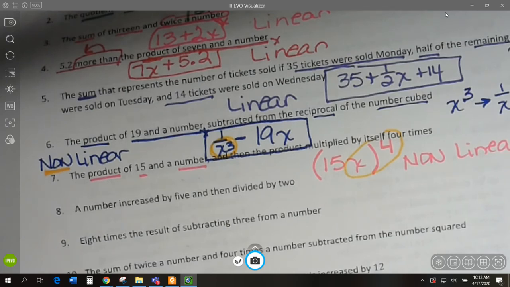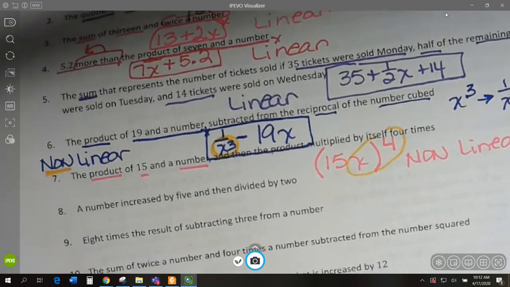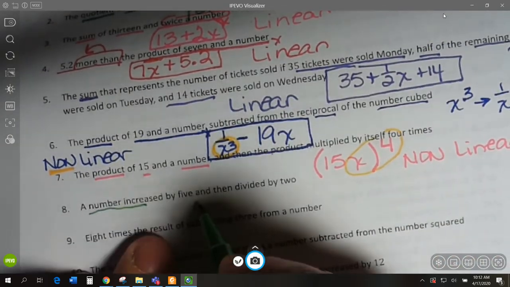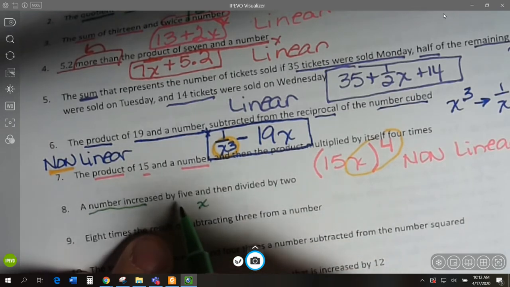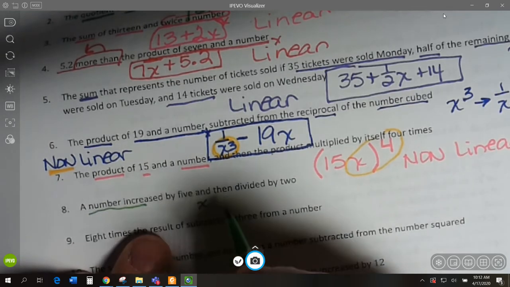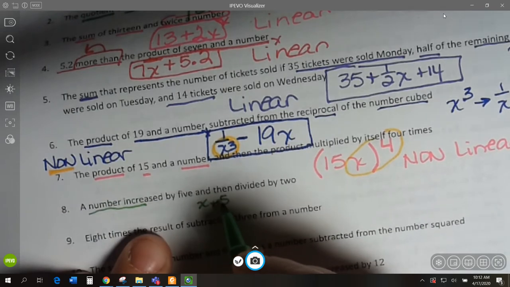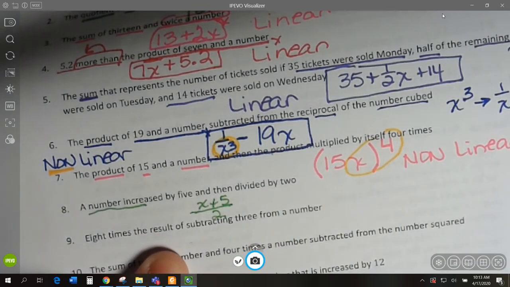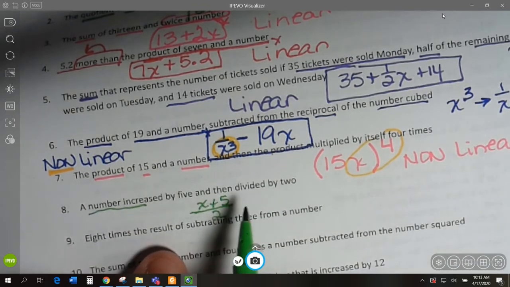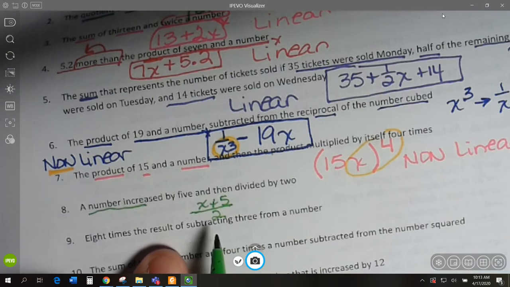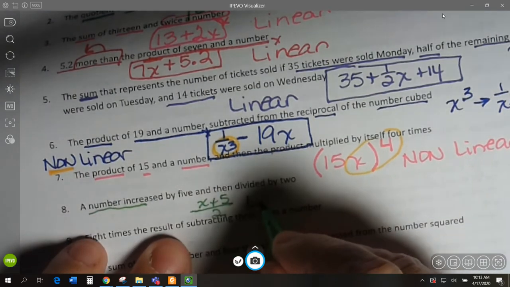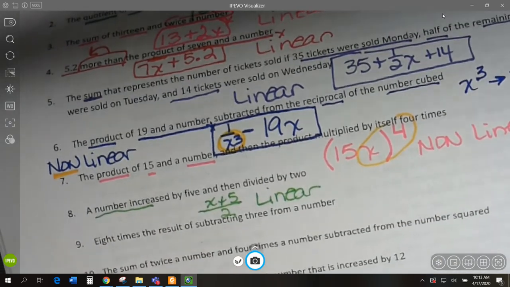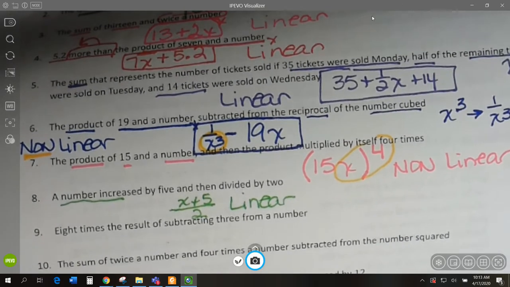Next one, a number increased by 5. Do we know that number? We're going to call it x. We're going to increase it by 5, so increase means to add 5. And then we're going to divide this whole thing by 2. A number increased by 5 and then divided by 2. And this is going to be linear. Okay.